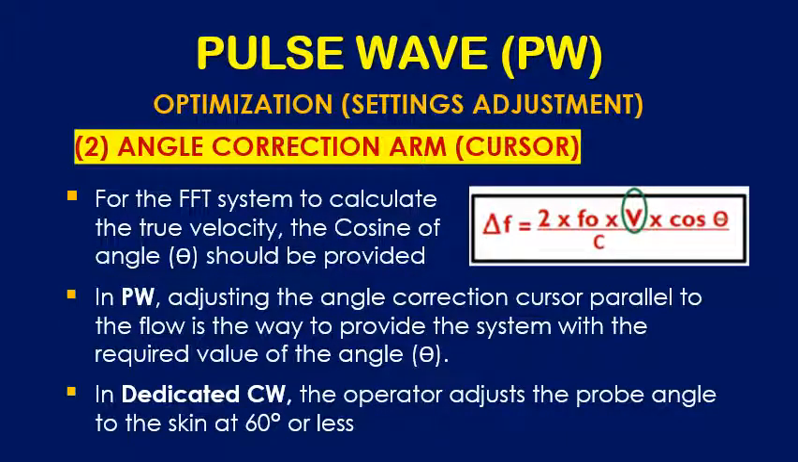So now we come to the second adjustment, which is the angle correction arm or the cursor. And here, to know the value of the cursor and why I have to put it parallel to the vessel, because I want to provide the system with the angle theta, because other variables here are already provided. If you look at them, you see that they are already provided to the system. If I provide the angle theta, I can ask the machine to calculate the velocity correctly.